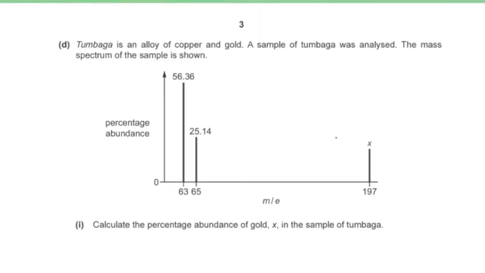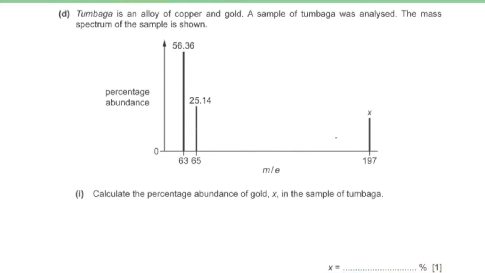Part D, Tembaga is an alloy of copper and gold. A sample of Tembaga was analyzed. The mass spectrum of the sample is shown. Calculate the percentage abundance of gold in the sample of Tembaga.